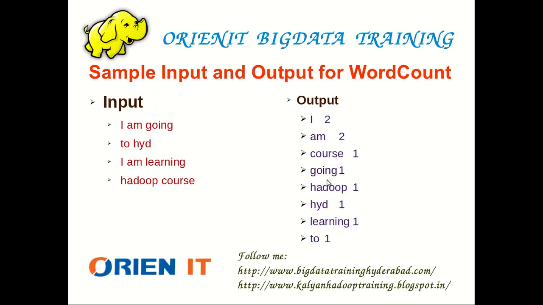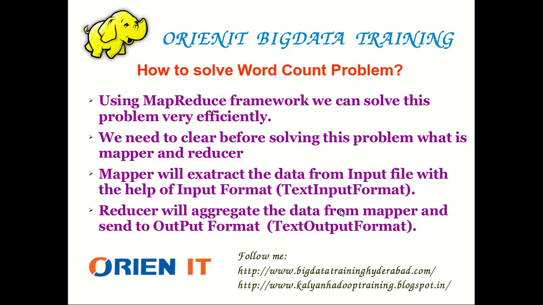This is how it is possible to solve it. We need to understand the problem: given a text file like this, what are the unique words, and for each word how many times it occurred, we need to place the count. That is the word count problem. I hope you understand the problem. So now let's go for the next slide.